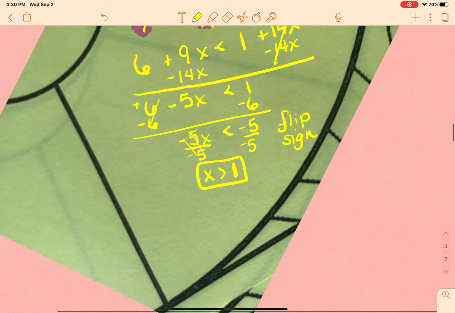So if I were going to graph, 1's the only number they care about. Because this doesn't have an equal to with it, that means it's going to be an open circle. And they want to know where the numbers are greater than 1. So greater than 1 would be on that side.